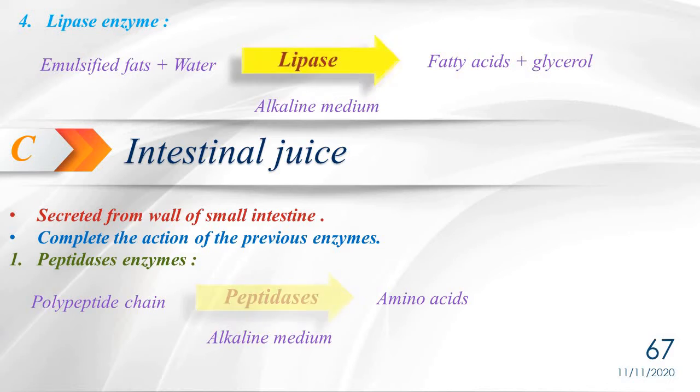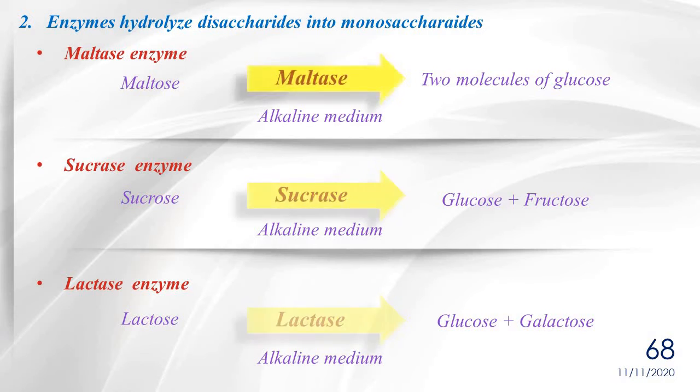Here we have peptidase enzyme, which breaks down the protein, and we have disaccharidase enzyme, which breaks down the disaccharide into monosaccharide. Maltase breaks down the maltose into glucose. Sucrase breaks down the sucrose into glucose and fructose. Lactase breaks down the lactose into glucose and galactose. Which one is similar here? Maltose, super. They are two similar monomers.